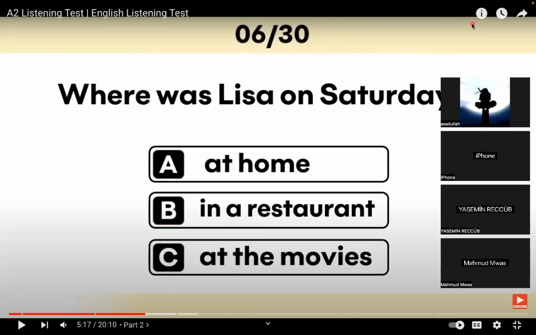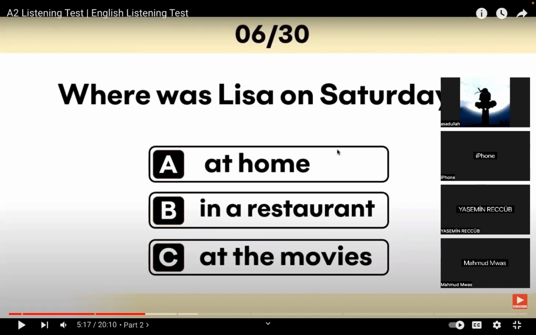In a home? In a restaurant? Again, please. Maybe at home or in a restaurant. Or maybe at the movies. So at the movies, we mean the cinema. So give me an answer, one of them.